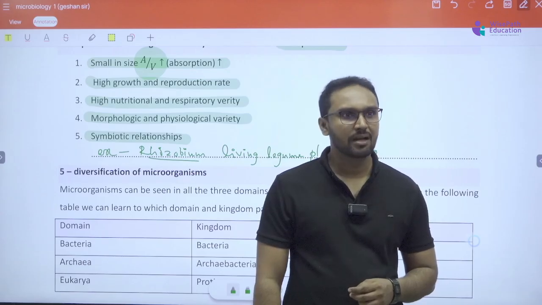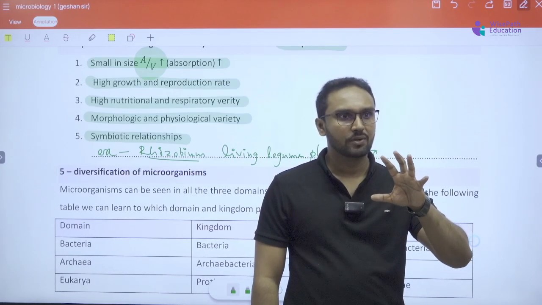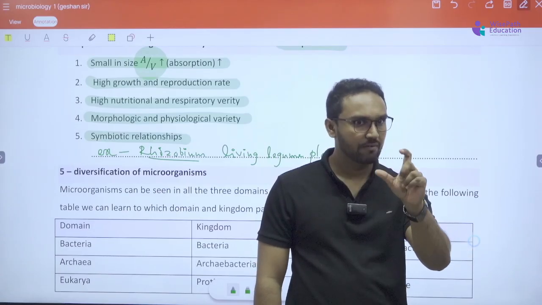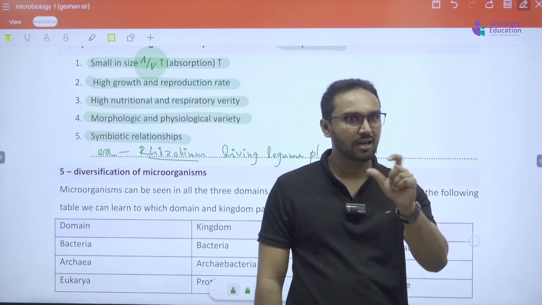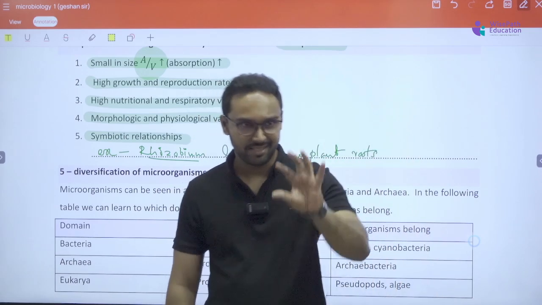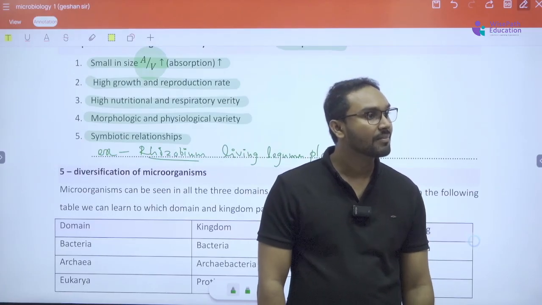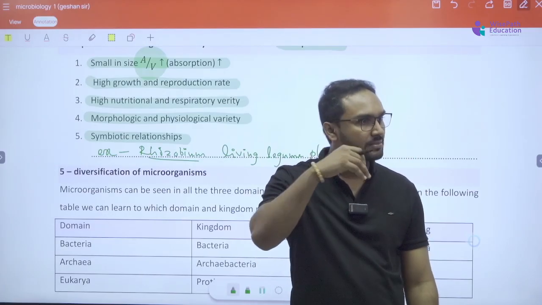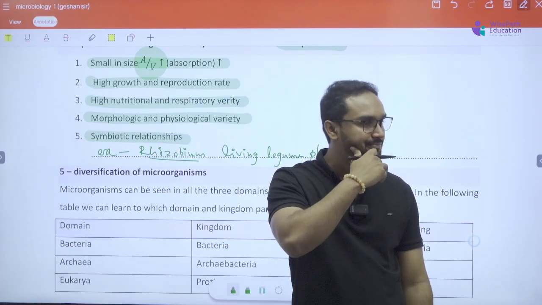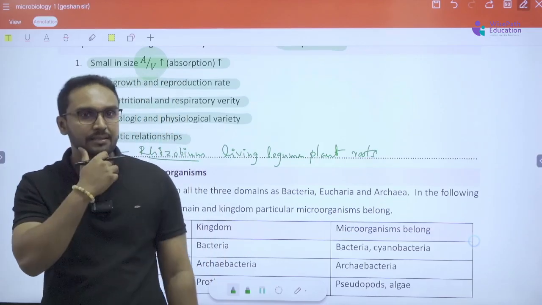Lichens are the white color dots on the rock surfaces, white and light green color patches, not the dots. They're like patches. Haven't seen it? Lichens, right?